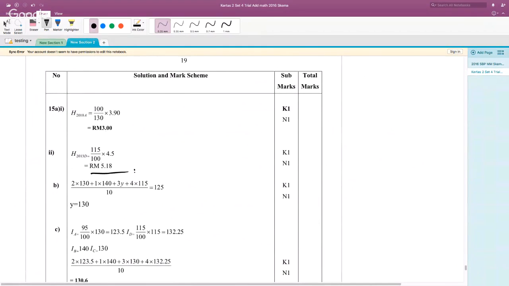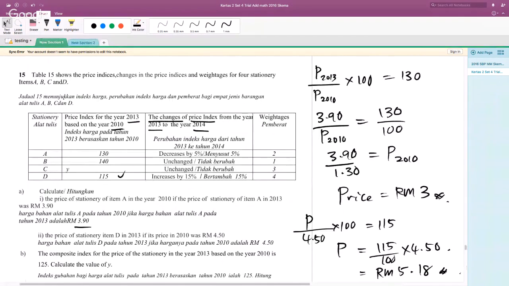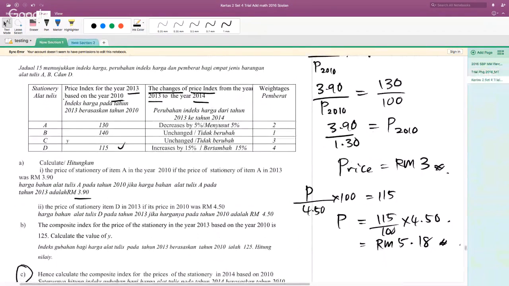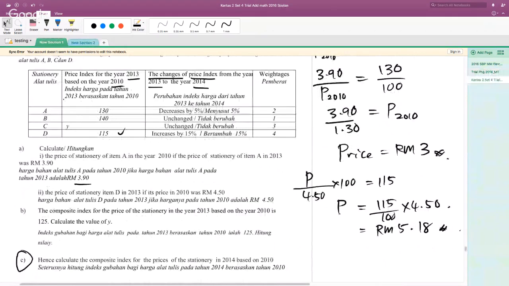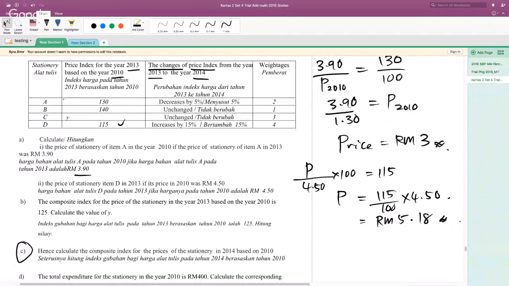Yeah, 518 is correct. Okay, this is how we solve part A. You solve a bonus mark. And then part B, the composite index for 2013 based on 2010 is 125.